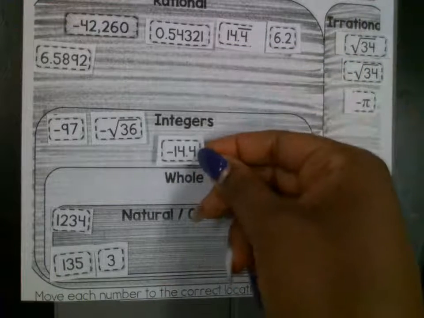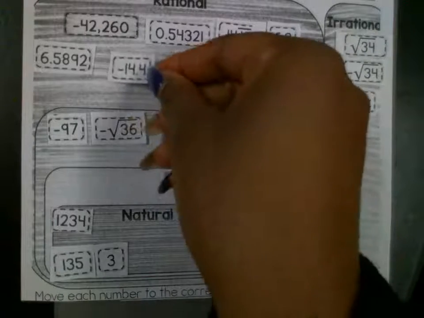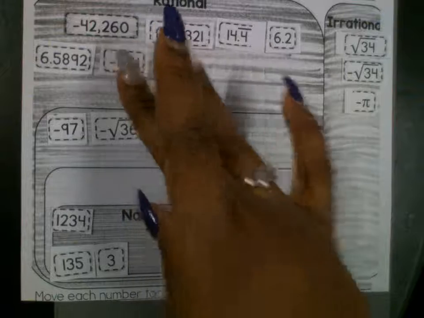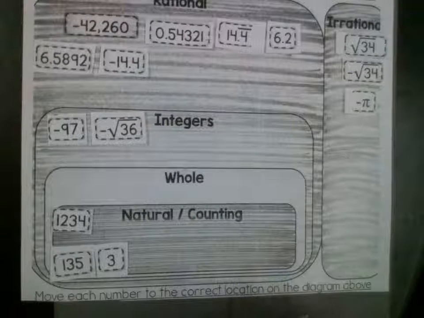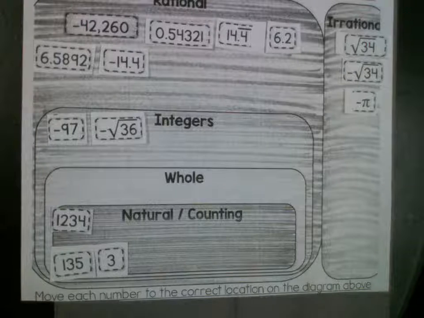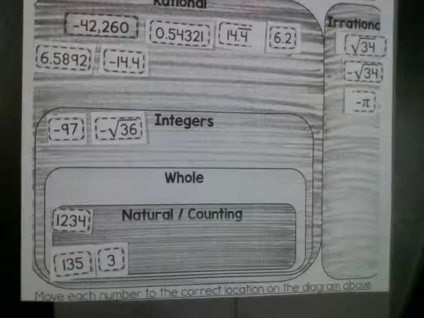Is it an integer? No, it's not an integer because it has a decimal attached. So this is just rational and a real number. Every number is a real number. We okay? The next number is 1.